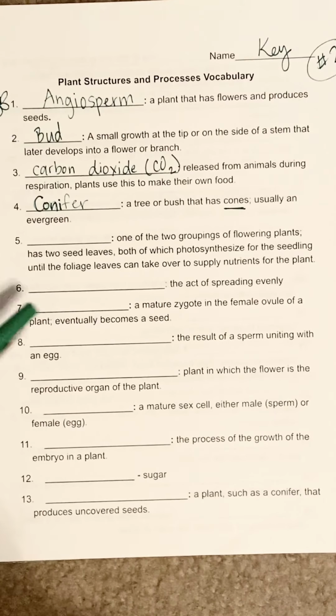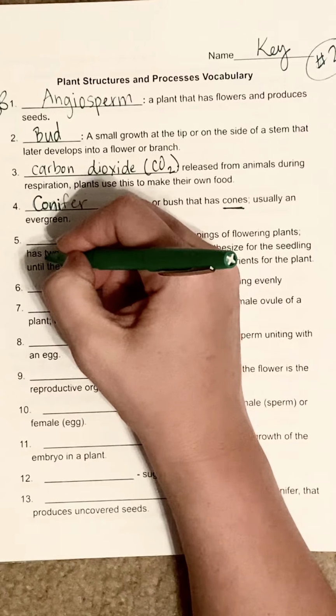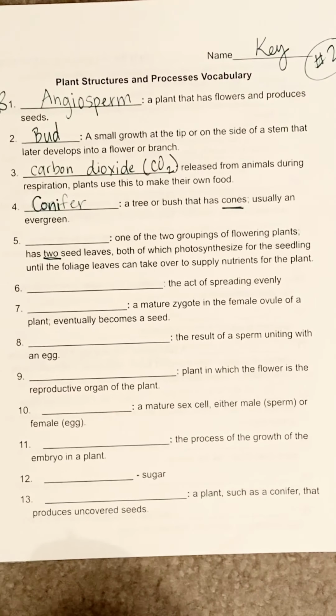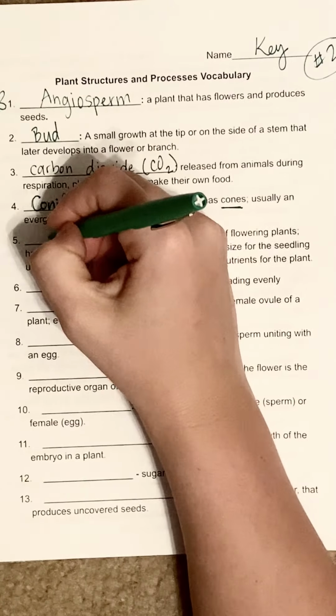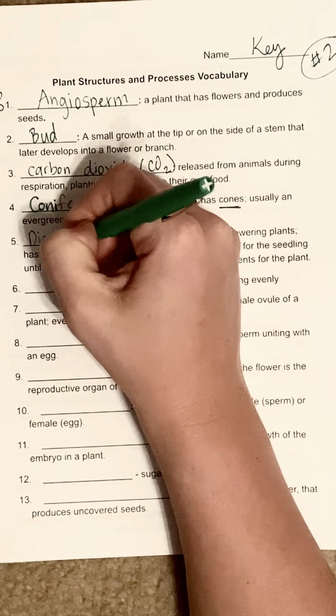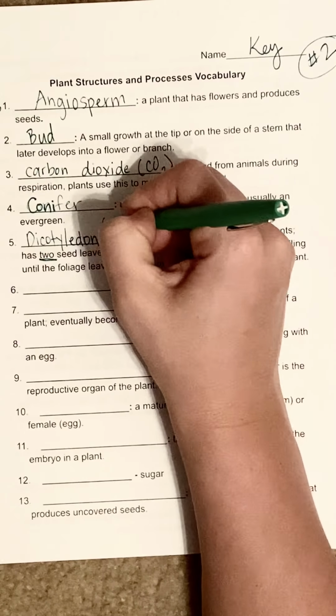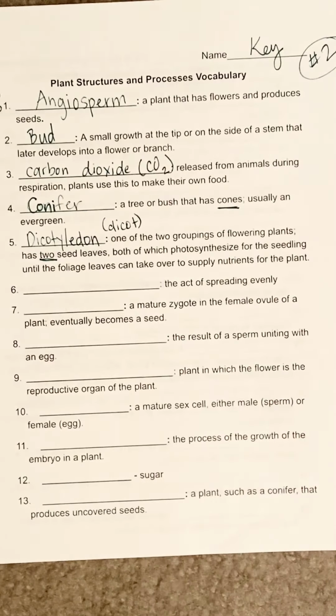Number 5, one of the 2 groupings of flowering plants that have 2 seed leaves, both of which can photosynthesize for the seedling until the foliage leaves can take over to supply nutrients from the plant. We will study more about these later, but it does have to do with the root for 2, like we talked about earlier. There's going to be what's called a dicot, which is short for a really big word, dicotyledon. But we usually just call them dicots for short.